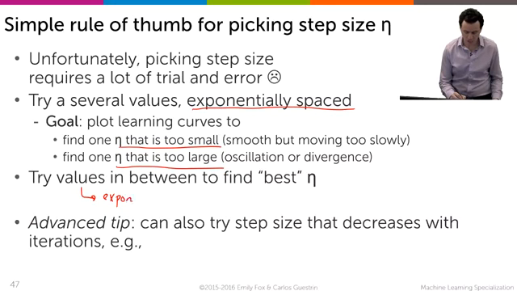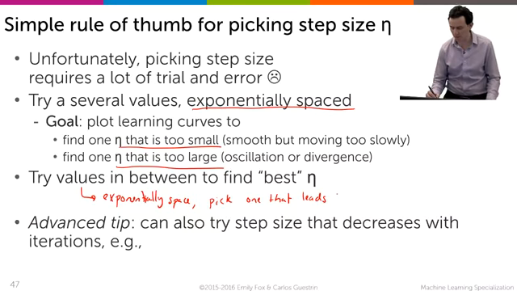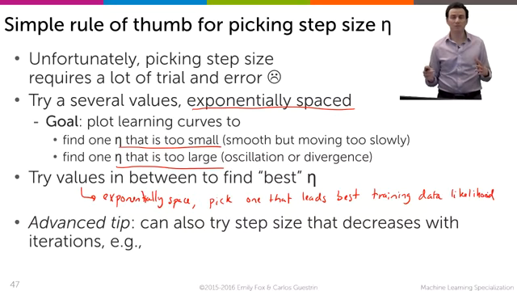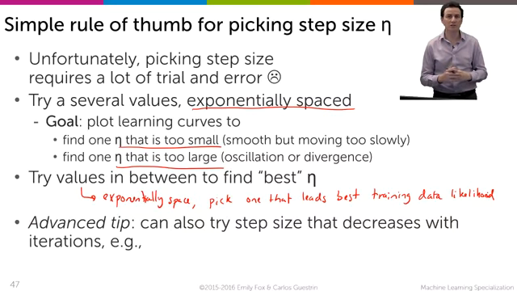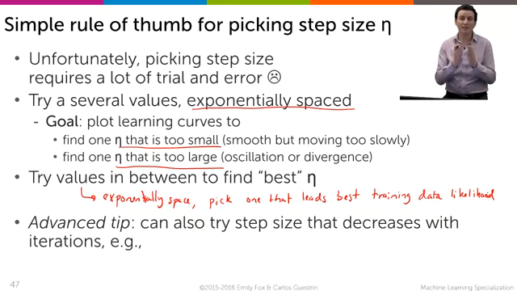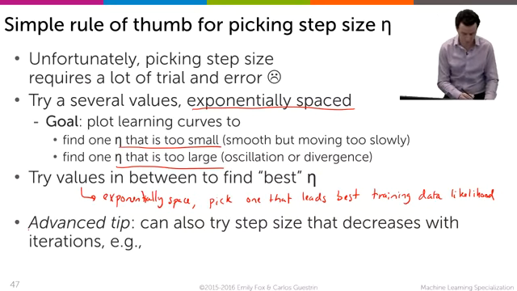Again, exponentially spaced. And pick one that leads to the best training likelihood. And that's how you do it. Pretty simple heuristic, but it's basically something that you'll have to do if you're implementing this from scratch. Now note that so far we've looked at only fixed step size. Every iteration we use the same step size, like 10 to the minus 5 everywhere.